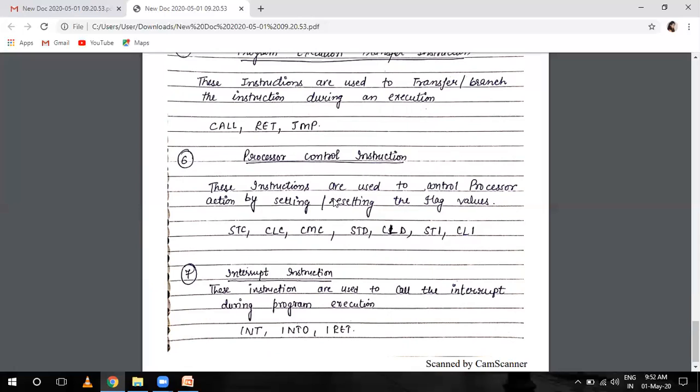Next are the interrupt instructions. Basically these are related to interrupts. When we have to call an interrupt in a program during its execution, these instructions are used. The interrupt instructions are INT, INTO and IRET. INT is used to interrupt the program during execution and call the specified service. INTO is used to interrupt the program during execution if OF is 1. IRET is used to return from the interrupt service to the main program. So these are the interrupt instructions.